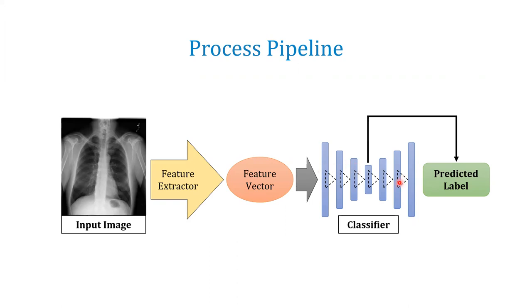We here also use an autoencoder based architecture for classification purpose, but instead of an ensemble, we use a single autoencoder. The role of the ensemble in dealing with noise is taken care of to some extent by the retraining with the unlabeled data. So here is the process pipeline. When we apply an input image, the feature extractor, which is similar to the feature extractor I discussed before, extracts a feature vector, and that is applied to a classifier which predicts a label for this input.